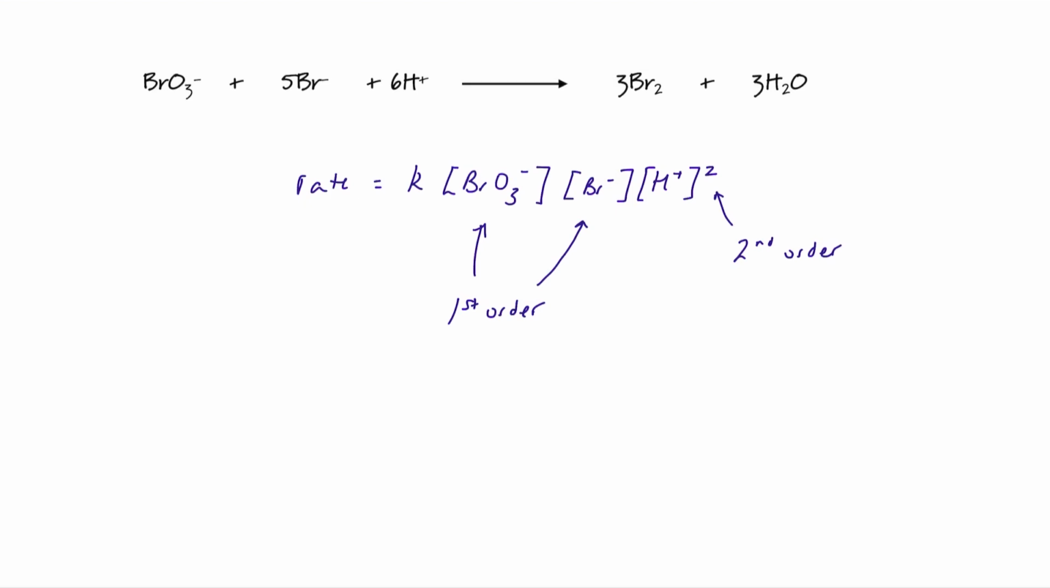It's fourth order overall. So what does this actually mean? Well, what it means is that if I double the concentration of either the bromate ions or the bromide ions, the rate of the reaction will double. But if I double the concentration of the hydrogen ions, the rate of the reaction will quadruple because it is second order with respect to hydrogen ions.